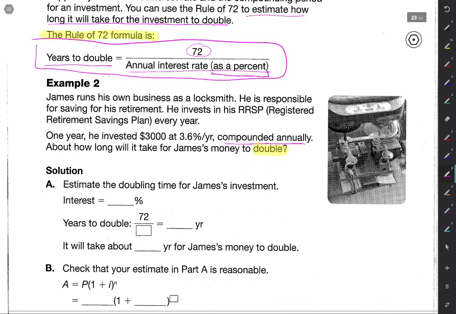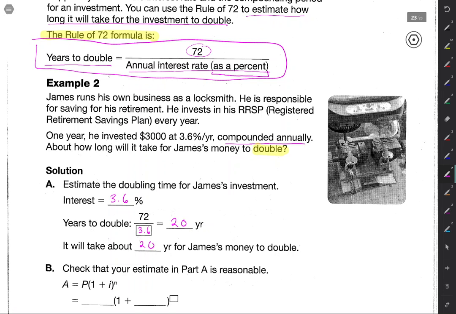So the interest rate as a percent is 3.6%. And remember, for this formula, we don't have to convert that to a decimal. We can keep it as 3.6%. So the years to double, all we have to do is do 72 divided by 3.6. And if you plug that in your calculator, you're going to get 20 years. And that's all there is to it. It will take about 20 years for James' money to double.